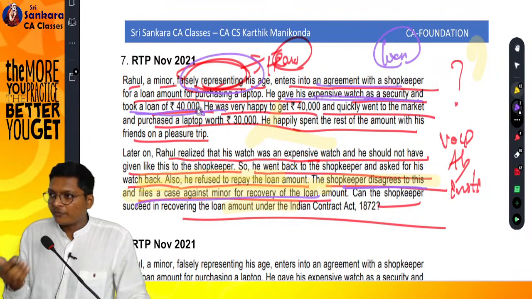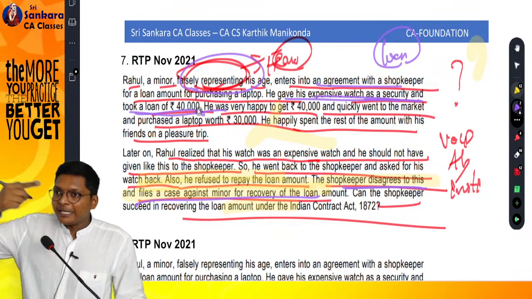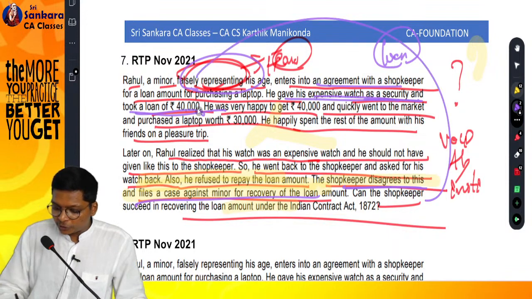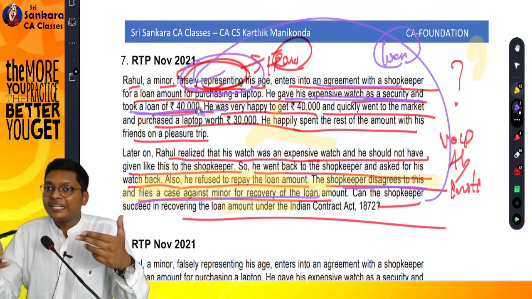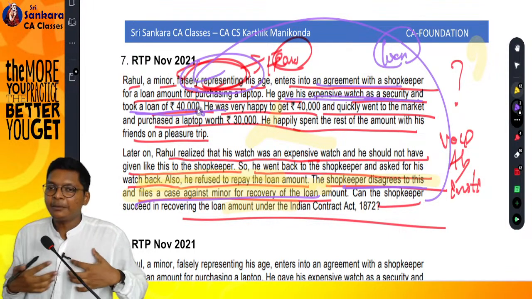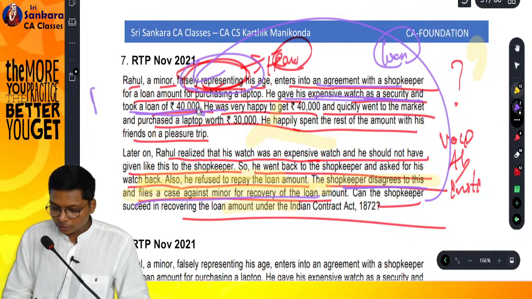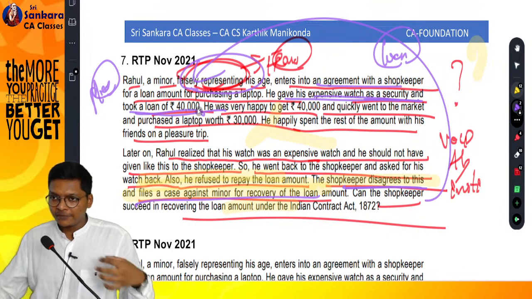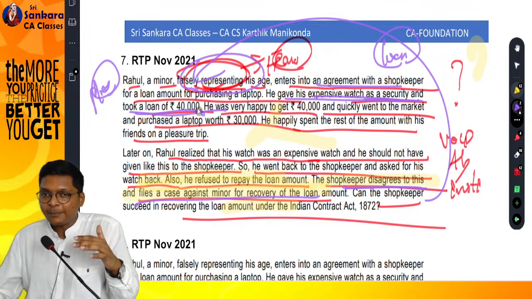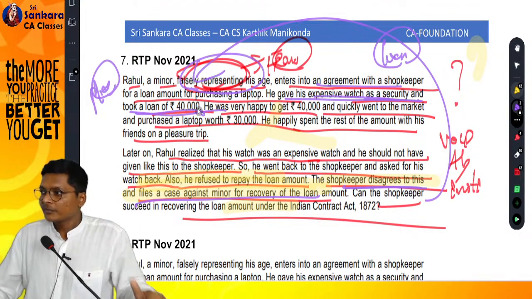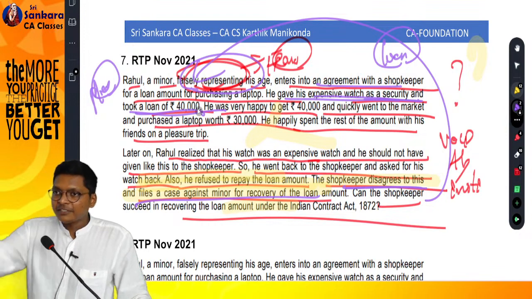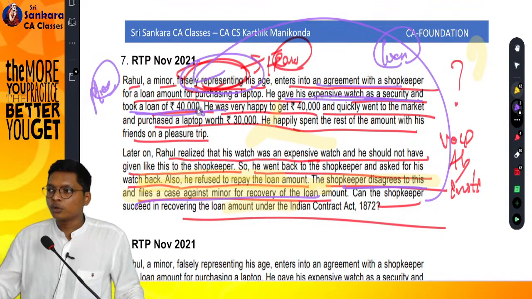When he took a loan of 40,000, for repaying, when the shopkeeper sues the minor, he can plead minority. He can say, I am a minor, the contract is void, I won't pay. That is the concept of pleading minority. If you make a mistake, you can escape by saying what? I am a minor. Here he gave his watch. To get his watch back, he has to give the loan.